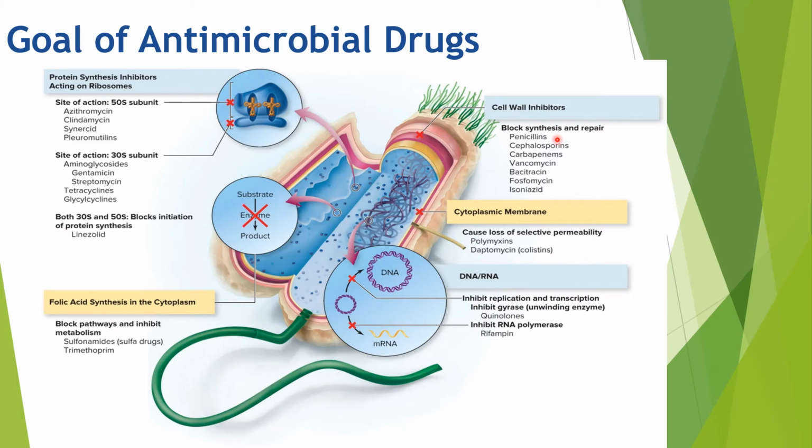Other than penicillin, another cell wall inhibitor we have is the carbapenems. Carbapenems are a broad spectrum antibiotic because they can target both gram-positive and gram-negative bacteria. Another one is vancomycin. Vancomycin is a narrow spectrum antibiotic. It's usually used to treat staphylococcus infections. So staphylococcus, those are gram-positive bacteria.